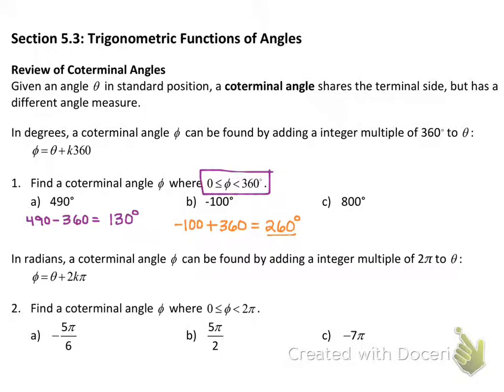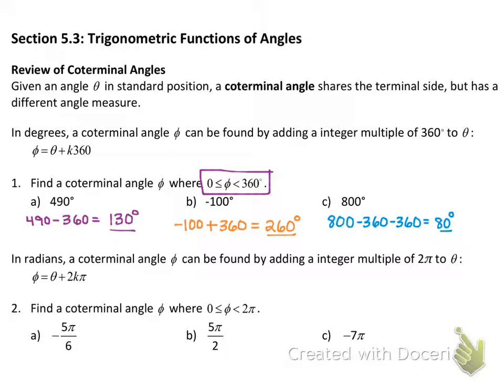And then our last one here is too big, but it's actually 2 times too big. So what we have to do is take 800 and subtract 360 twice. And this is going to give us a measure of 80 degrees, which is in between 0 and 360 like we needed. So just note that even if for that last one you did 360 once, you'll notice that it's still greater than 360 degrees. So then that's how you know you have to subtract another 360 from it.